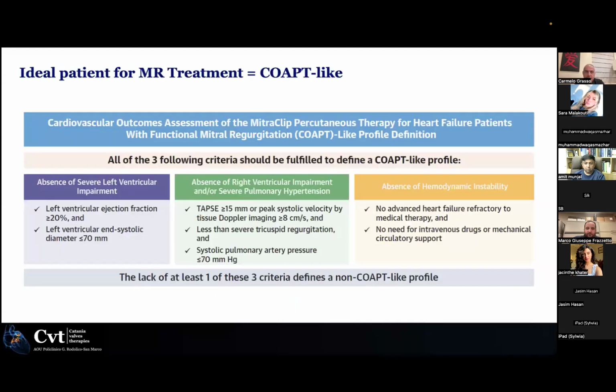So, who is the ideal patient to be treated with transcatheter intervention? The best patient is a COAPT-like patient. COAPT-like means that we have to meet all three of the following criteria: absence of severe left ventricular impairment, absence of right ventricular impairment and/or severe pulmonary hypertension, and absence of hemodynamic instability. If you treat patients like this, you will get results even in terms of survival.